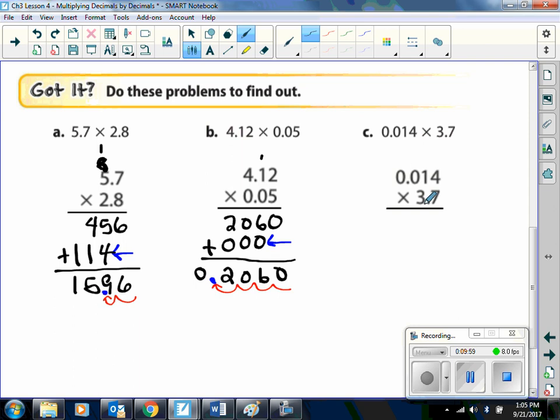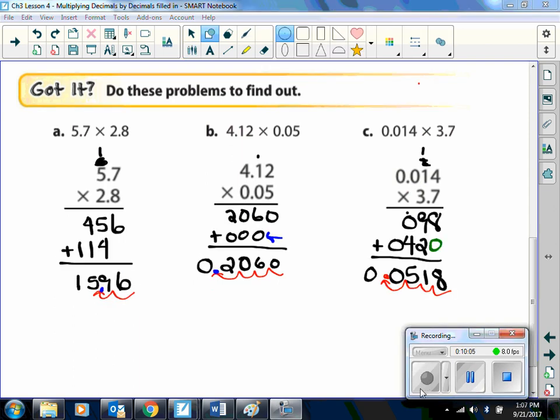So why don't you guys do this one on your own, and then I'll tell you what the answer is. All right, so there is your answer. So you just multiply like normal. And then when you multiply like normal, we end up with 8150 down here. We have 1, 2, 3, 4 numbers behind the decimal. So in the answer, 1, 2, 3, 4 numbers behind the decimal there. So that gives me 518 10,000ths.